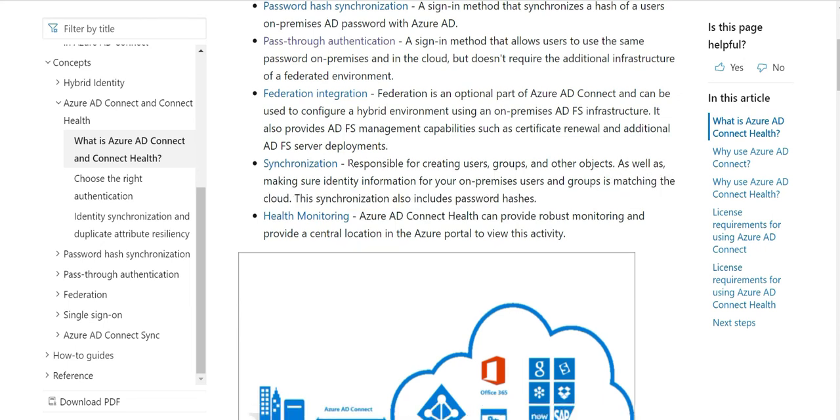Now if you see health monitoring, AD Connect Health can provide robust monitoring and provide a central location in the Azure portal to view this activity. So it provides monitoring and it also provides a view to see this activity.